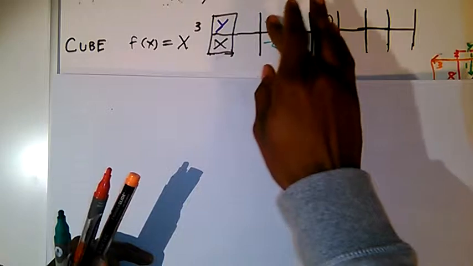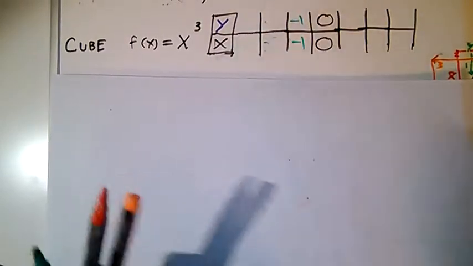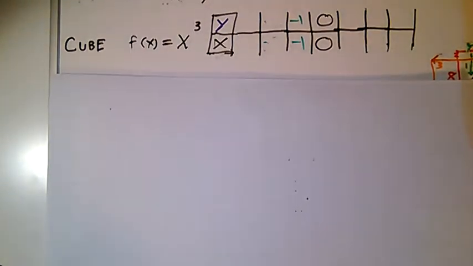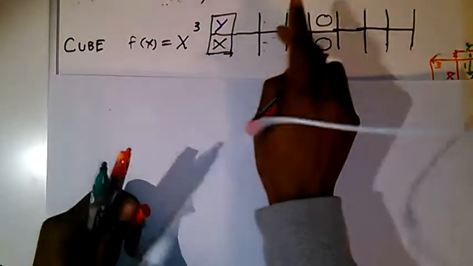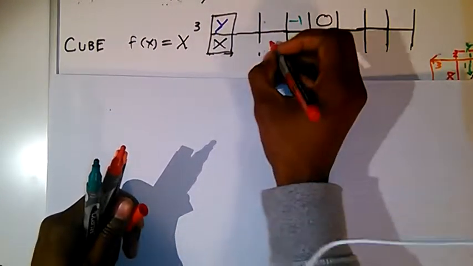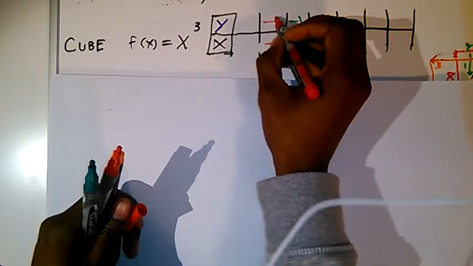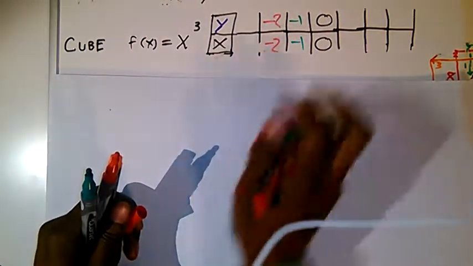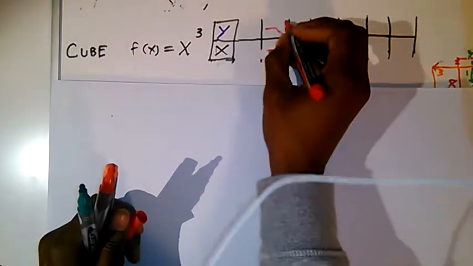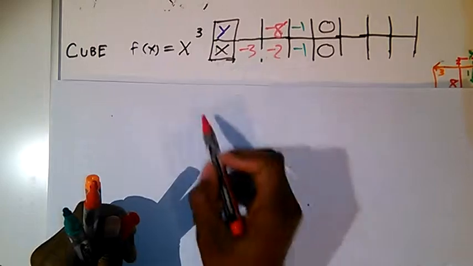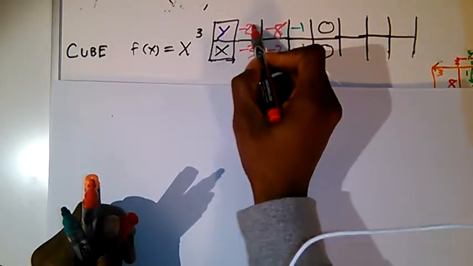Oops, I made a mistake. Let me take my red pen here and fix this. Here we go. -2 in here will have -8. Whoops. We put -3 in here, we're going to have -27.